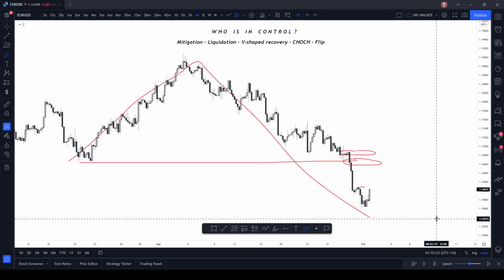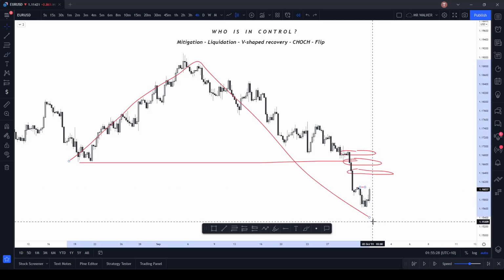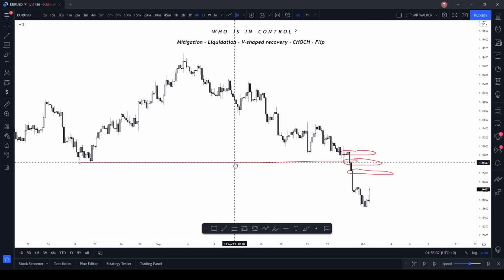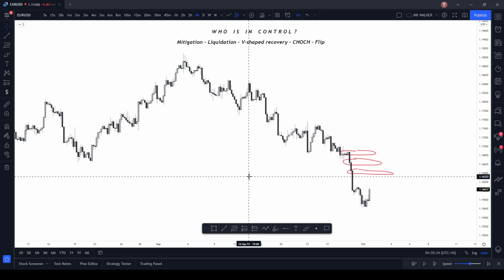So now let's go and play the price. We can delete these and this one. So we delete this one and then we play the price.